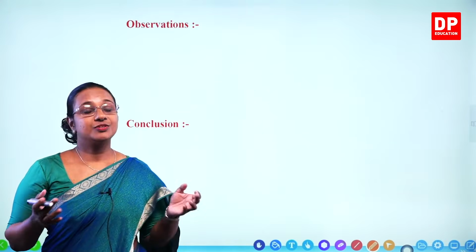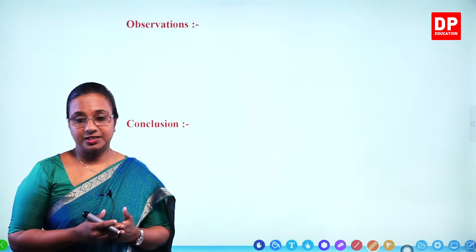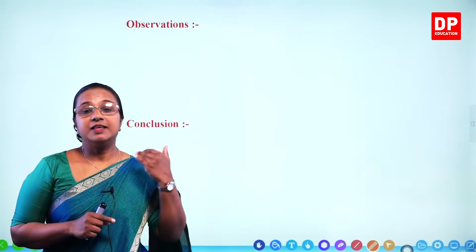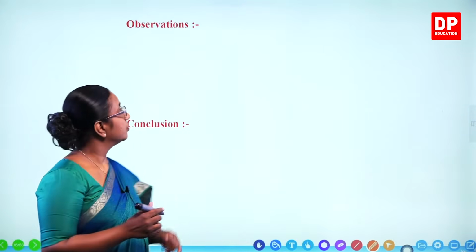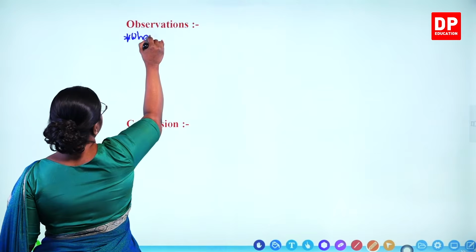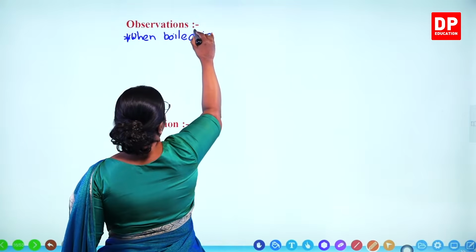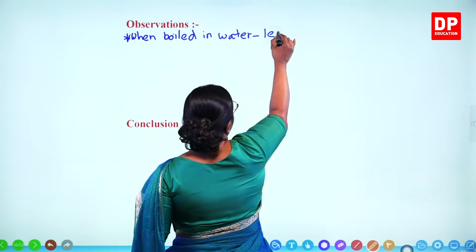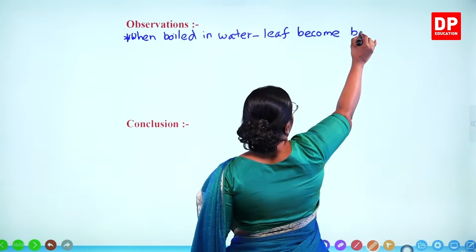Okay, students. So now you saw what happens to the leaf when we do this activity. First we boil the leaf in water. Then what did you see? The green color turned to a lightly brown color. So initially the first observation: when boiled in water, the leaf becomes brown.